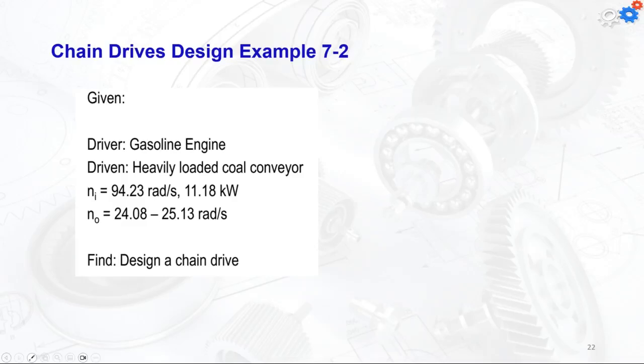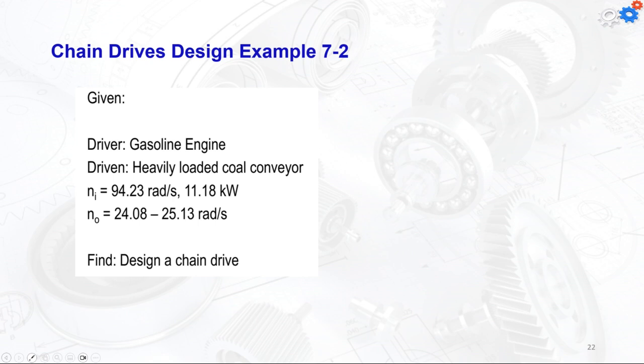Okay, so let's go back to the question once again, and we're going to go through the design procedure, with some extension, according to the procedure that we explained in part one of this video. So now, once again, we have the driver given as a gasoline engine. The driven is going to be a heavily loaded coal conveyor.